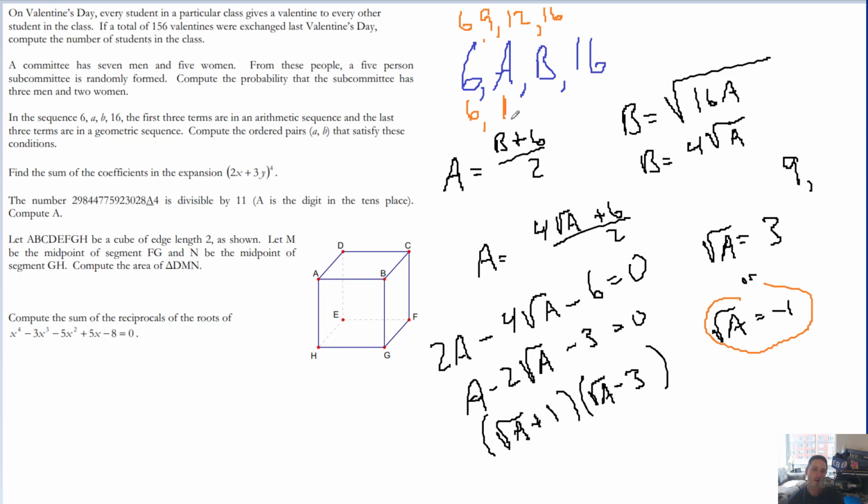So we'd go 6, 1, and looks like we're going down. We're going down 5 in our arithmetic progression. 6, 1, -4, and then 16. Is this actually right here a geometric progression? Yes, 1 times -4 is -4, and -4 times -4 is positive 16. So those would be our ordered pairs. So A, B would be 1, comma, -4, or A, B would be, what did we get? The other one, 9, comma, 12. All right.